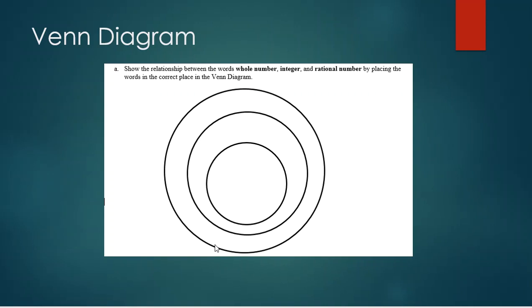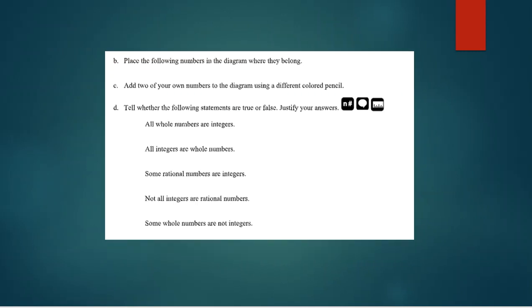Okay, at this point in the video, I need you to go to your Canvas course. And in your Canvas course, there is a learning activity called the Venn diagram. So I need you to go to your Canvas course, click on the Venn diagram, and you are going to complete the learning activity for this particular topic.